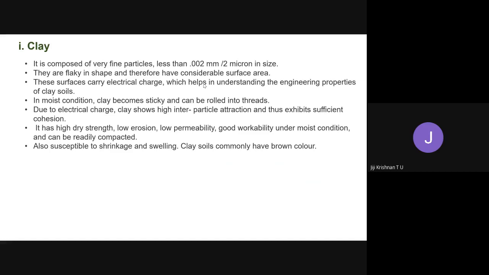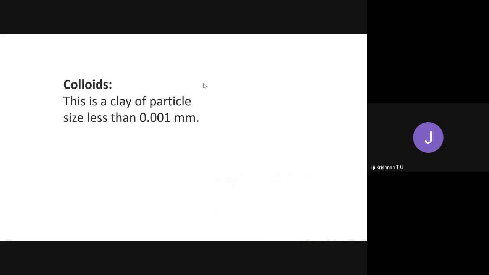In moist conditions, clay becomes sticky and can be rolled into thread. Due to electrical charge, clay shows high interparticle attraction and thus exhibits sufficient cohesion. It has high dry strength, low erosion, low permeability, good workability under moist condition and can be readily compacted. It is also susceptible to shrinkage and swelling. Clay soils commonly have brown color. Moving to colloids, this is a clay particle which has size less than 1 micron.